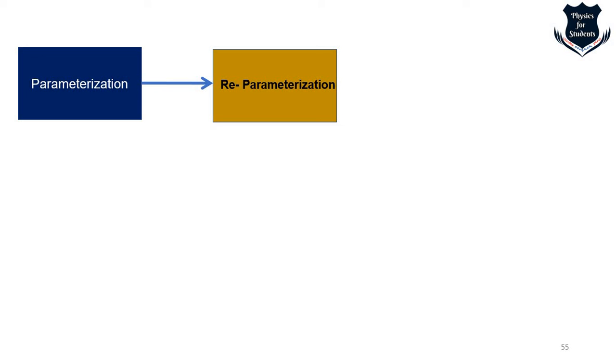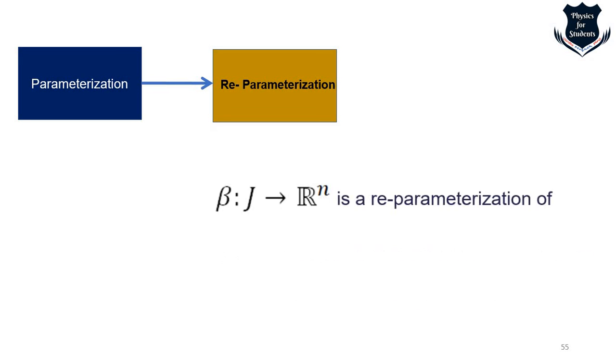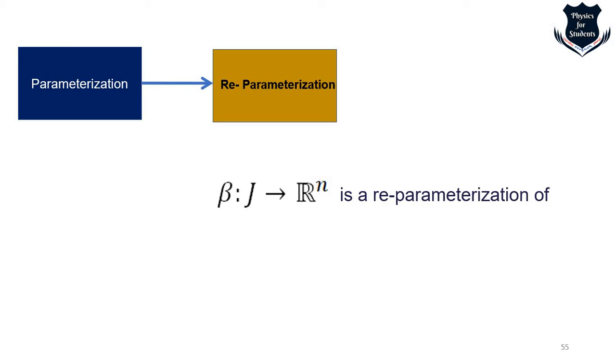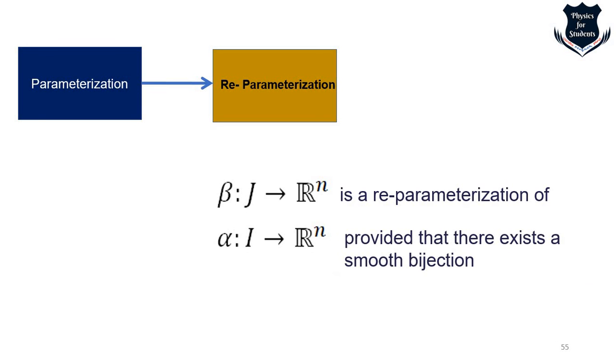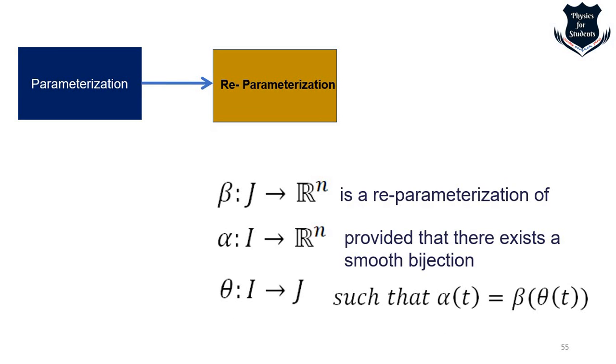Just in the way in general theory or special relativity, we move from a primed frame of reference to an unprimed, from unprimed to a primed frame of reference. Same kind of concept we use here. We will use two different notations so that you don't get confused. So we say that beta is a re-parameterization of the original one, which is this, provided obviously there exists a smooth bijection, which is this one, theta from I to J, such that this one.